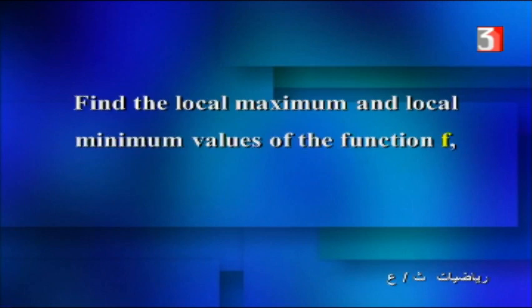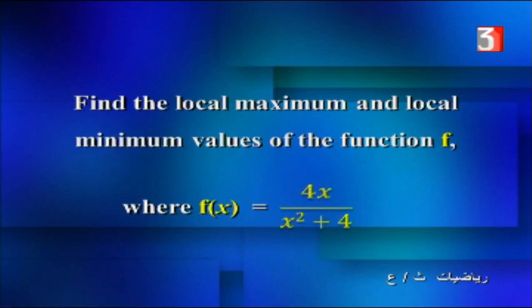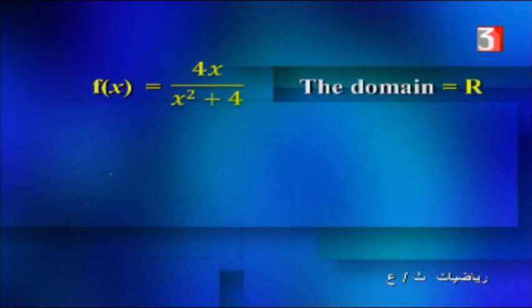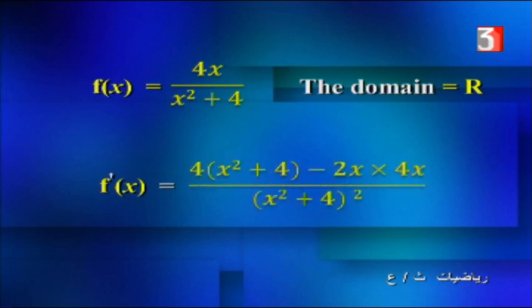Find the local maximum and the local minimum values of the function f, where f(x) equals 4x over x power 2 plus 4. The function f(x) equals 4x over x power 2 plus 4 is a quotient and its domain equals R. f'(x) equals 4, which is the derivative of 4x, multiplied by x power 2 plus 4, minus 2x, which is the derivative of x power 2 plus 4, multiplied by the numerator 4x, all over (x power 2 plus 4) all power 2.